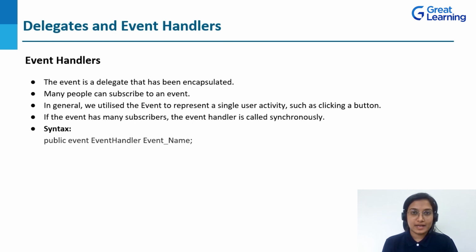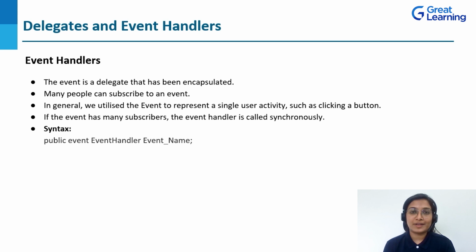Now we'll learn about event handlers. So the event is a delegate that has been encapsulated. So many people can subscribe to an event. There are two important things you have to know: publishers and subscribers. Nothing related to YouTube, but yes, it works similar to that, right? So in general, an event is used to represent a single user activity or any response to the announcements that have been made. I just gave an example of announcements in the railway station, right? So the announcement is the publisher and the action you do for that is a subscription, right?